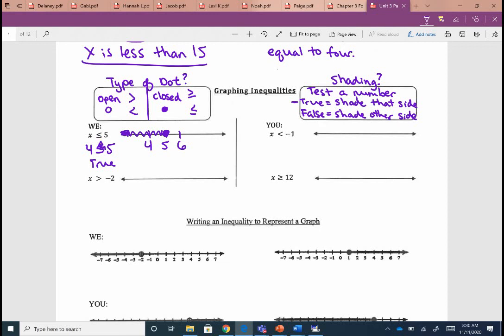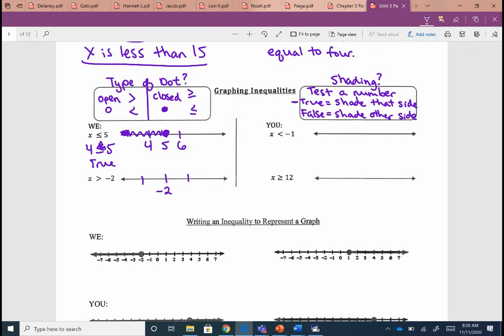Let's try one more together. Then I want to give you guys a chance to try. All right, our second one is x is greater than negative 2. Now here's where we have to be careful. We have to make our number line. And every year, it's about 50-50 in my classes who actually gets their number line right when it's negatives. I just need one number on each side. That's all I'm going to ask.